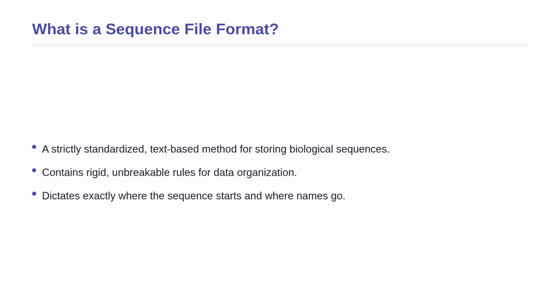To solve this problem of collaboration, the scientific community created standardized sequence file formats. A sequence file format is a strictly standardized, text-based method for representing and storing biological sequences in a computer file. The term standardized means there are rigid, unbreakable rules about exactly where the sequence starts, where the name goes, and how extra information is written. By adhering to these strict structural rules, these formats allow bioinformatics tools and global databases to seamlessly exchange and parse biological data without any human intervention.